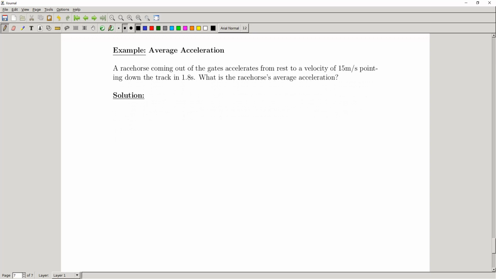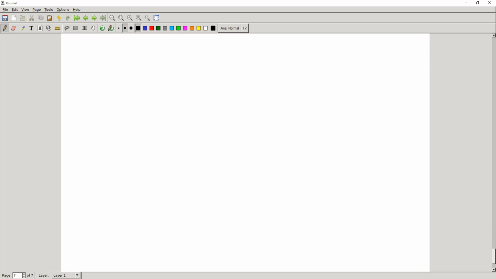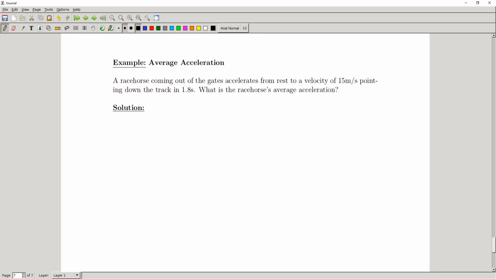Okay, so one final example here for this video, and then we'll move on. In this example, we're going to be taking a look at average acceleration. So we're going to take a look at a racehorse coming out of the gates from rest to a velocity of 15 meters per second, pointing down the track. And it's doing this in 1.8 seconds. So we want to find what the racehorse's average acceleration is, right?